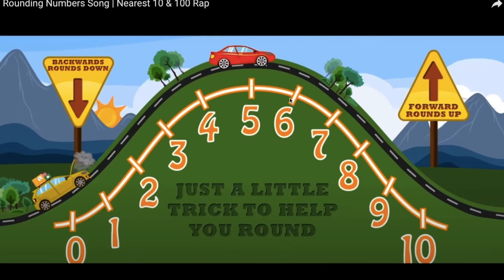You could always draw a hill on a piece of paper. You can even draw a little car by the side, and remind yourself that 0 to 4 means the car would go backwards. If you did stop at 3, the car would roll back down again, so it would go down. If you were at 5 or more, 5 to 9, then your car would keep going forwards. Forwards is the same as rounding up. I think it's a really good idea, and I think you should definitely draw that on a piece of paper or write that down somewhere, because that will really help you to remember.